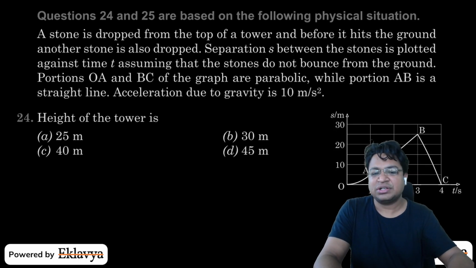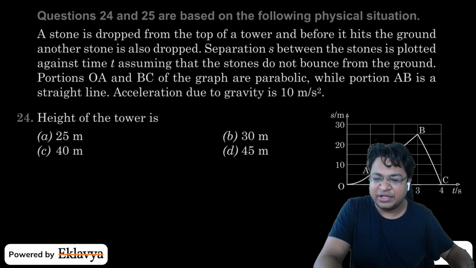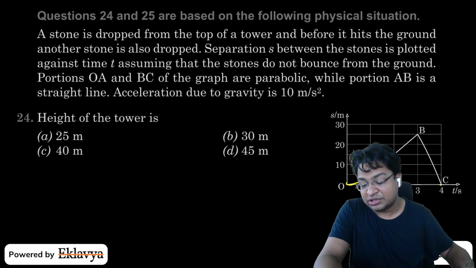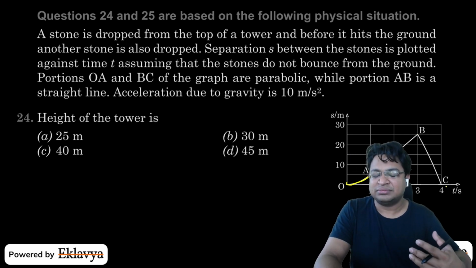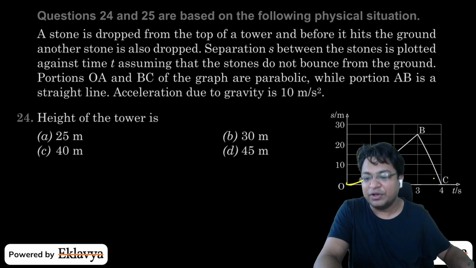So Question number 24, 25. It's a good question. It's an easy question actually. So the graph here, you see the OA section is parabolic and the AB section is straight. BC section is again parabolic. It looks more like a straight line, but it's a parabolic thing. If you carefully notice it, it is not a straight line.